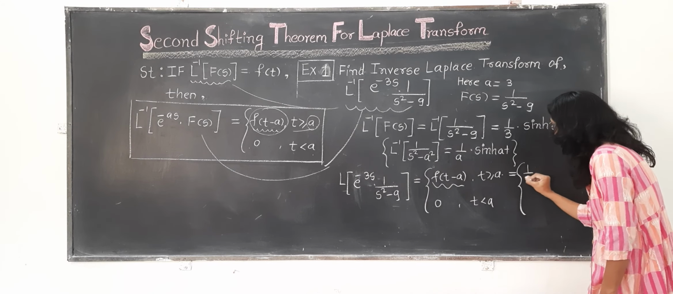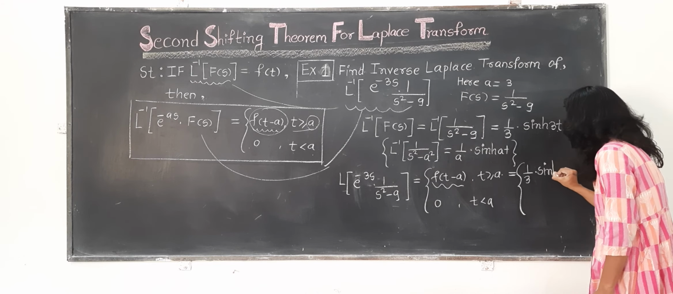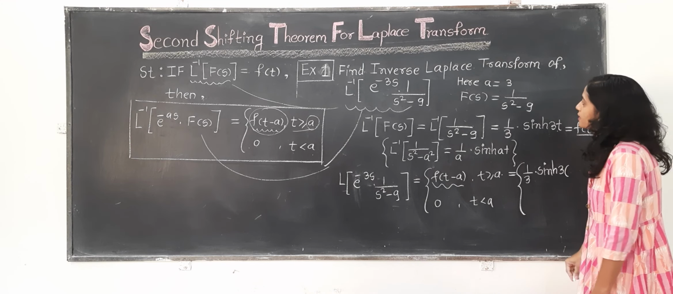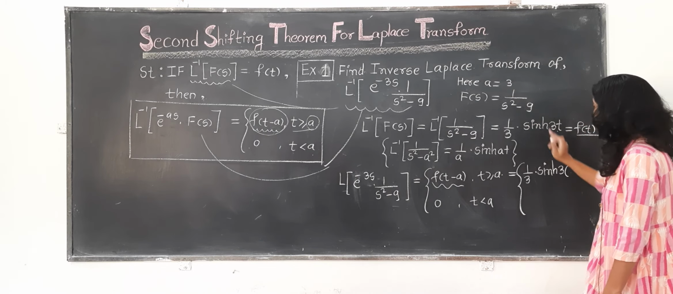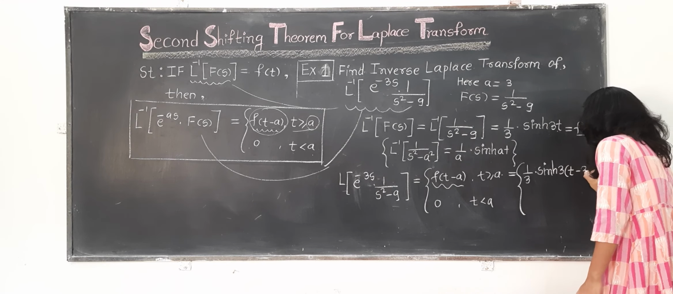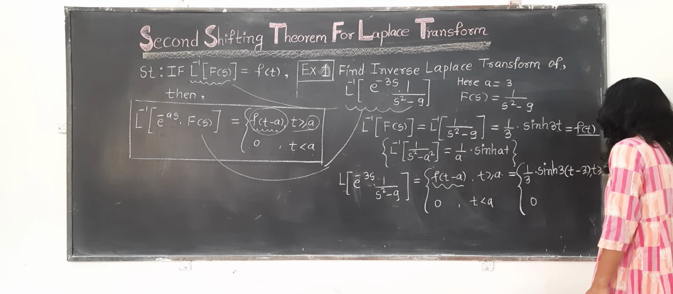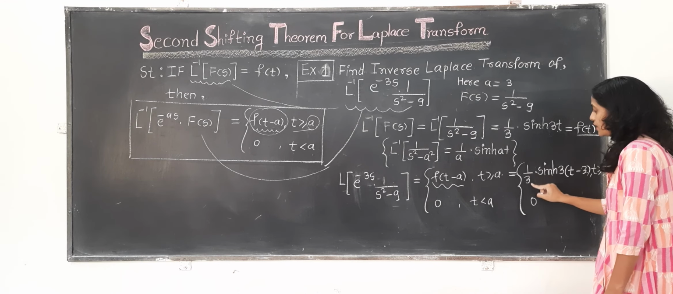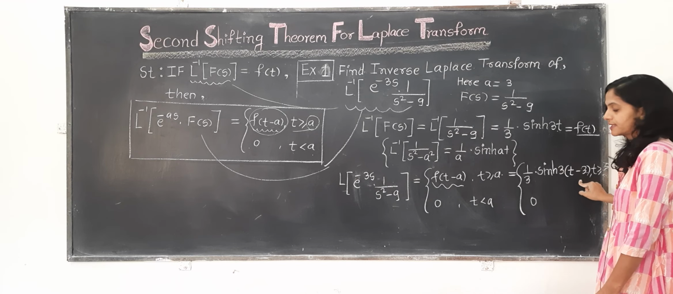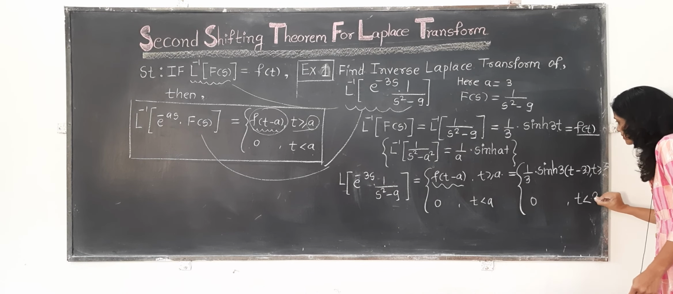So what we are getting here? 1 by 3 as it is, hyperbolic sine 3 into the value of a, here the value of a is 3. So just replace t by t minus 3, and equal to 0. So for t greater than or equal to 3, the function is 1 upon 3 hyperbolic sine 3 into t minus 3, and equal to 0 when t is less than 3.